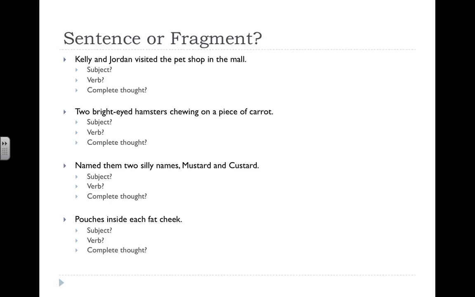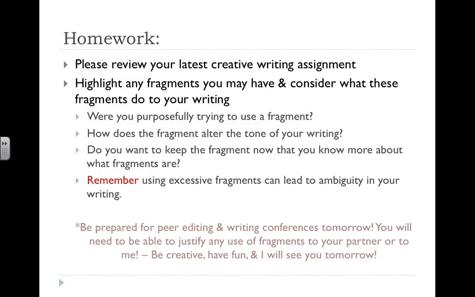"Two bright-eyed hamsters chewing on a piece of carrot." Subject: two bright-eyed hamsters. And what were they doing? Chewing on a piece of carrot. Complete sentence. "Named them two silly names, Mustard and Custard." Well, we have a verb, named, but we don't know who did the naming. So this is an incomplete thought, which makes it a fragment.